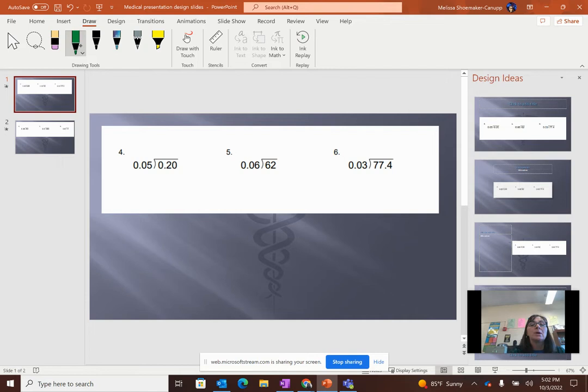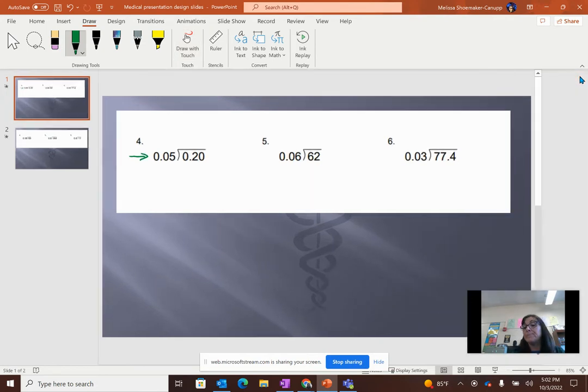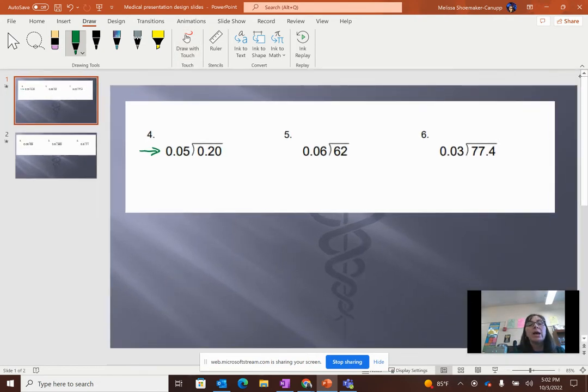Now, the number outside the house is going to be our boss. And so how many times do I have to move the decimal to get it to the back of the number? Twice. So I'm going to repeat that inside. I moved it twice, and I have created a new problem, 5 into 20.